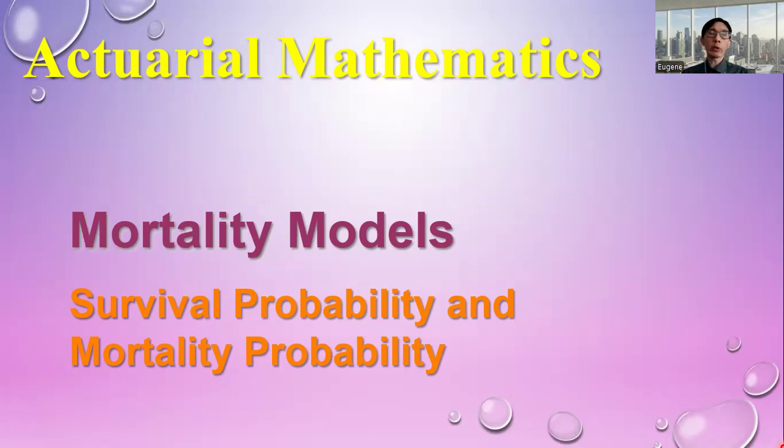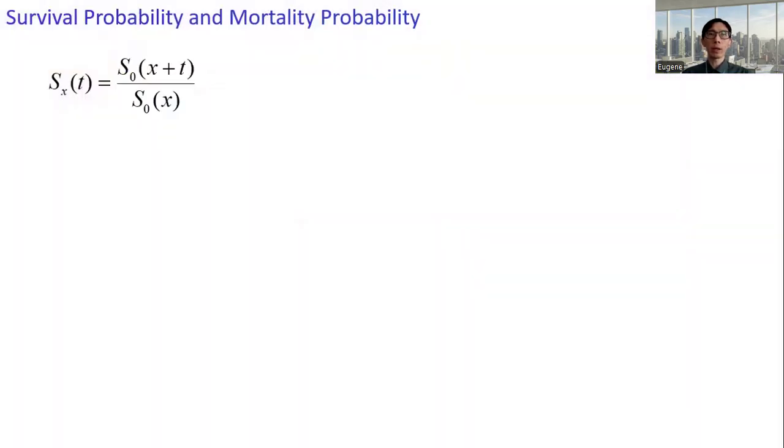Hello everyone. In this video, we will continue with the actuarial notation, doing some calculation regarding the survival probability and mortality probability. Recall the relationship: S0(x+t) equals S0(x) times Sx(t). In terms of the actuarial notation, S0(x+t) is x+t p0, S0(x) is x p0, and Sx(t) is t p x.